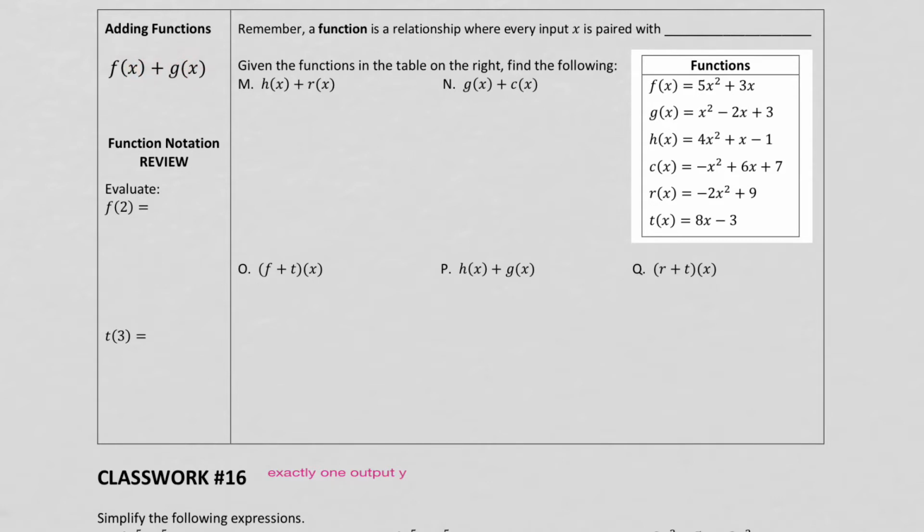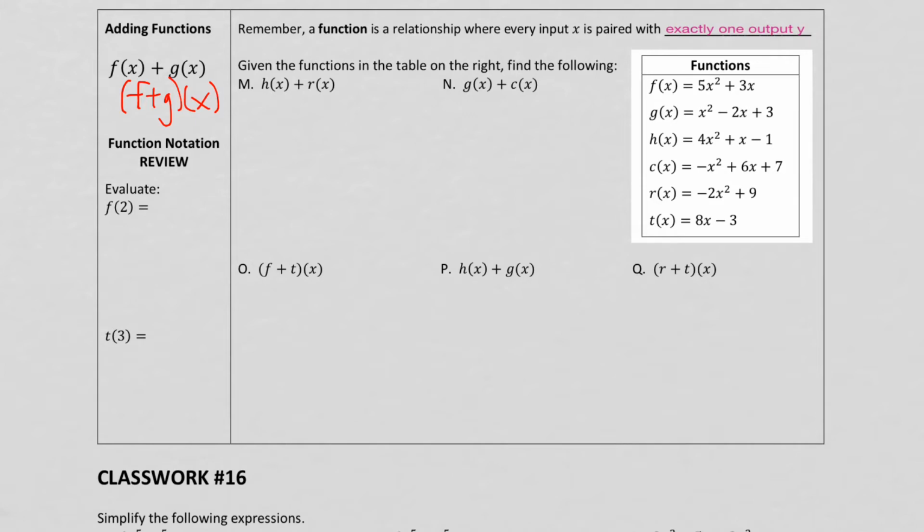Now you can also see this notation in the following way. You can also see it as functions f plus g of x. So this means the exact same thing. We're going to be adding these two functions together, and they happen to have a common input of x. Okay, with that notation then, remember that a function is a relationship where every input x is paired with exactly one output y. So for every input x, there's exactly one output y.